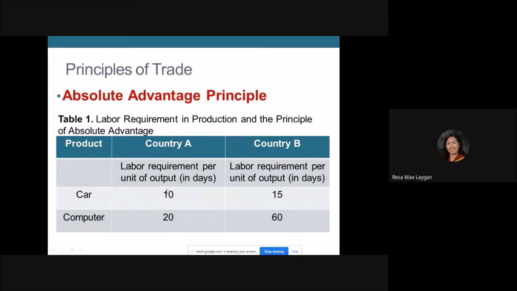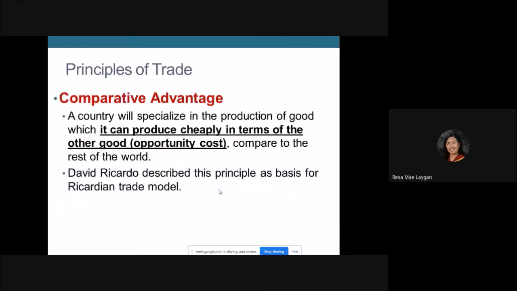So, ang titingnan lang natin sa absolute advantage is yung fewer na resources. Kasi dyan tayo makaka-maximize ng output. Mas efficient siya. Like, we can maximize output given minimum resources. Another principle is the comparative advantage. So, here, a country will specialize in the production of goods which it can produce cheaply.